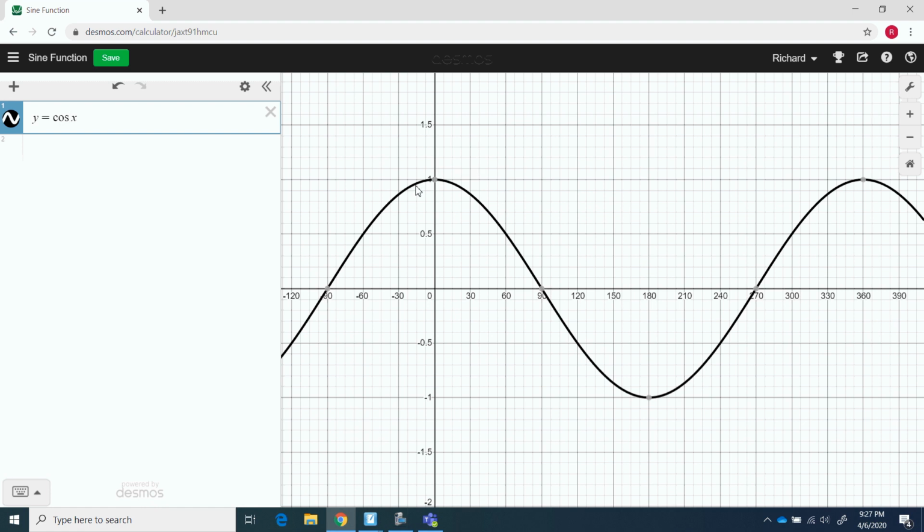If you went back this other way, you'd get that same wave pattern again as well. So this one, same thing. Highest number it ever reaches is 1. Lowest number it ever reaches is -1. Pattern starts at 0. The pattern ends at 360. So it takes 360 degrees to complete that full pattern.